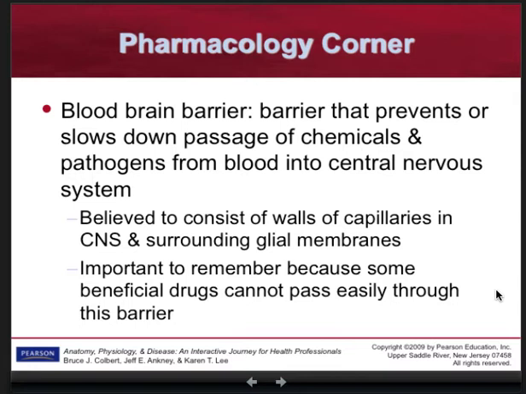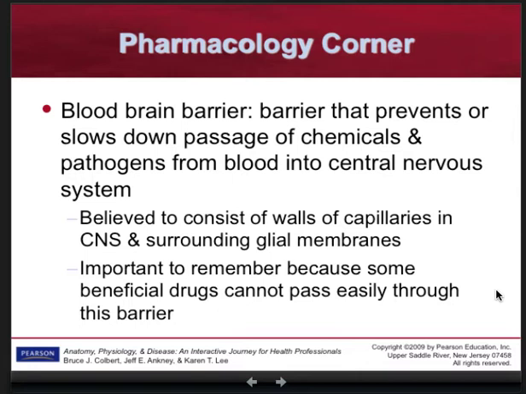It's made up of walls of capillaries in the central nervous system that surround most of those tissues, and also part of the barrier is formed by the glial membrane. Remember that the glial cells are essentially the housekeeping cells for the central nervous system. They perform functions such as insulation, protection, the acquisition of nourishment, and they also give some structure to the tissue of the central nervous system.